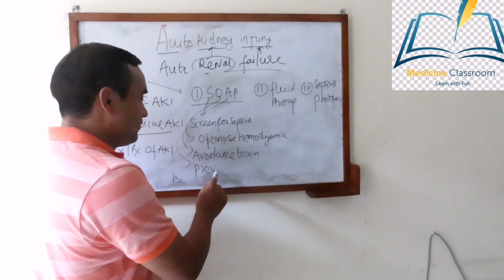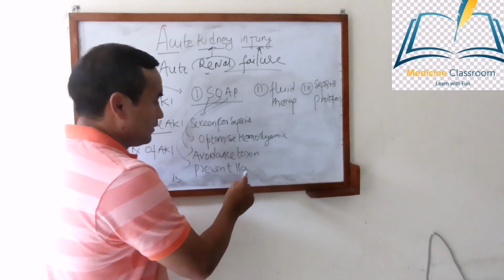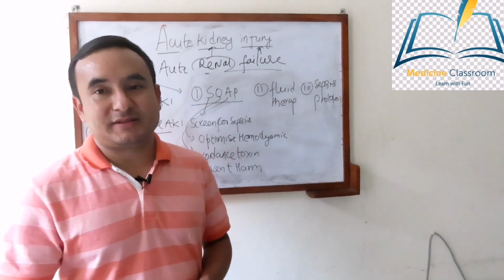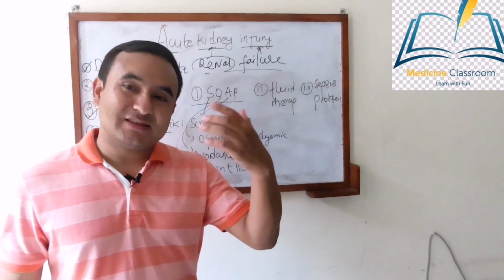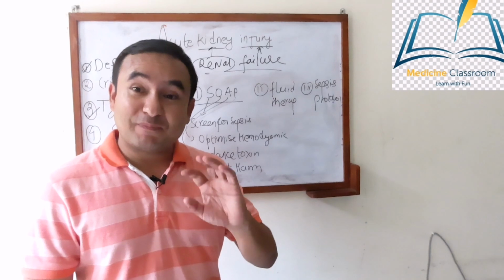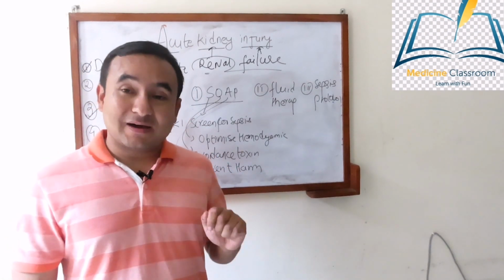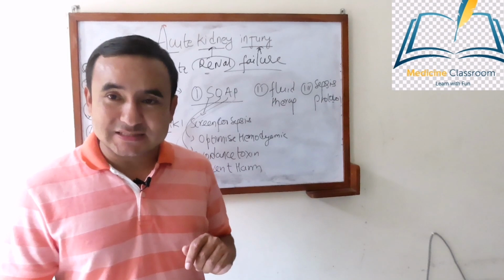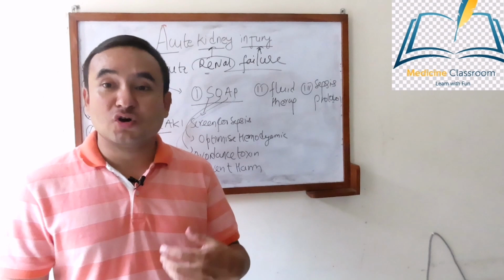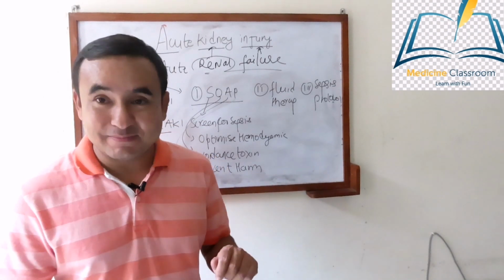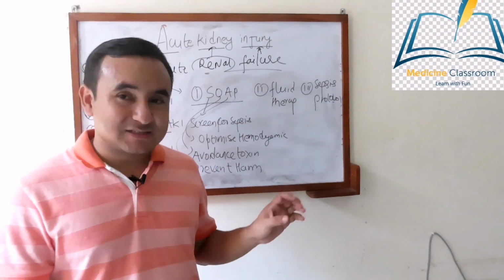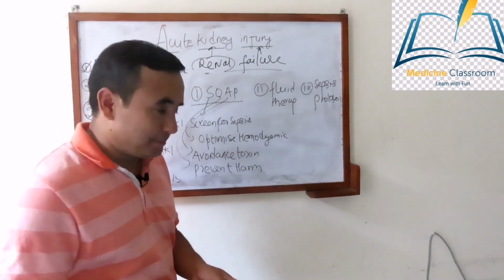And the last, P, means prevent harm. Sometimes we need to work up for other autoimmune diseases, and if you diagnose an autoimmune condition like SLE, then we have to use steroids or immunosuppressives. That's how we can prevent further harm. Prevent harm also means that someone may need dialysis, if they have severe metabolic acidosis, medically refractory hyperkalemia, or fluid overload because of pulmonary edema. Such a patient may require hemodialysis, and you have to plan accordingly.